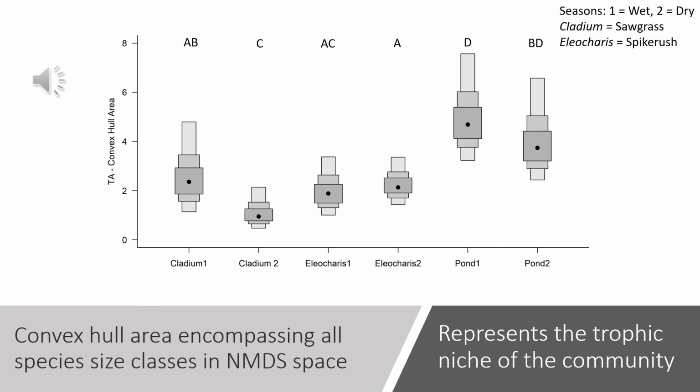For both the spike rush marsh and the pond, the seasonal differences occur at a 25% threshold. That is to say, there's a 75% chance the community niche is larger for the dry season pond community relative to the wet season pond community.